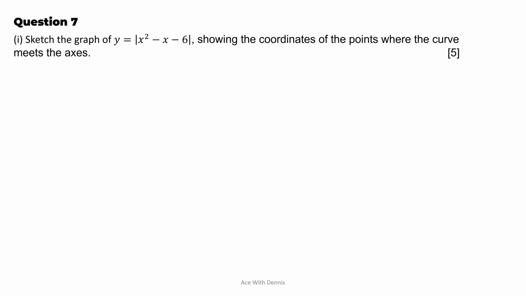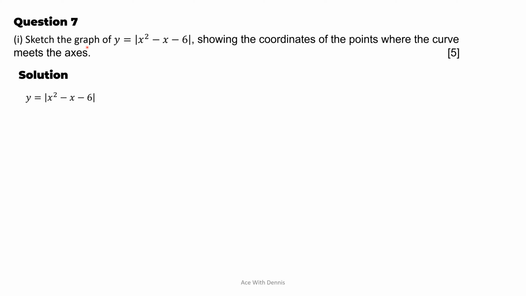Question 7. Part 1. Sketch the graph of y equals modulus of x squared minus x minus 6, showing the coordinates of the points where the curve meets the axis. 5 marks. So what it means to show the coordinates of the points where the curve meets the axis is we need to find the x-intercepts and the y-intercepts. Right, so here's the solution.